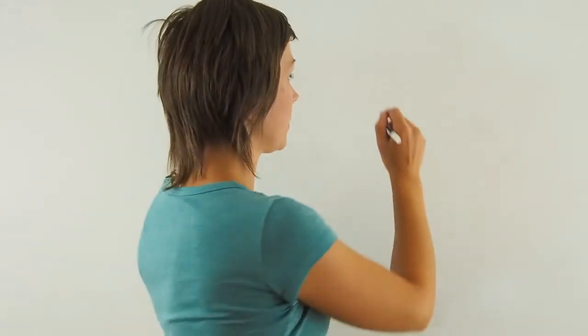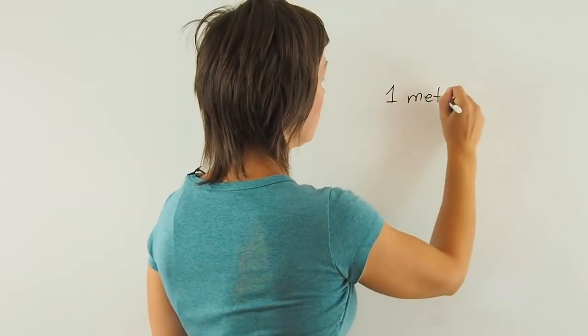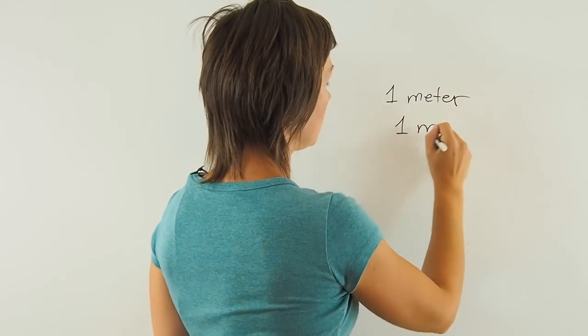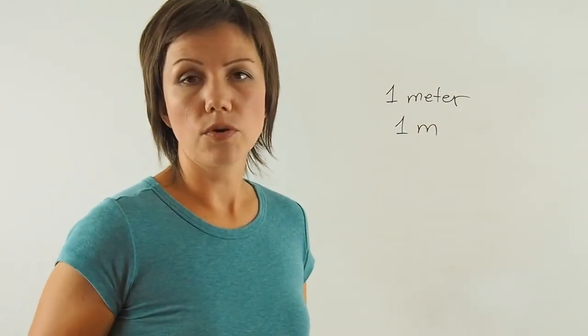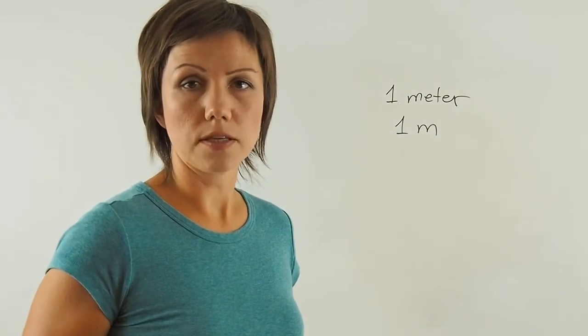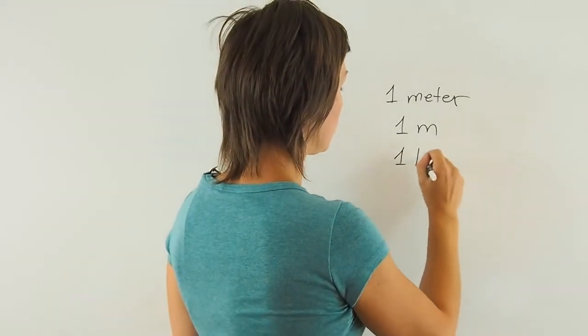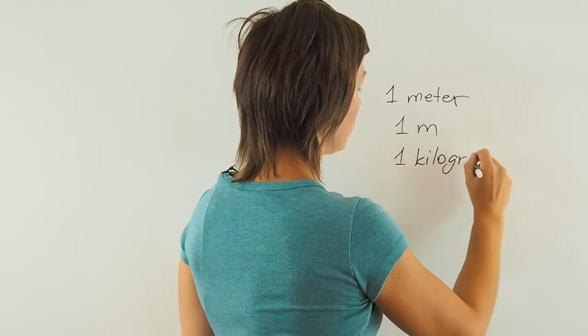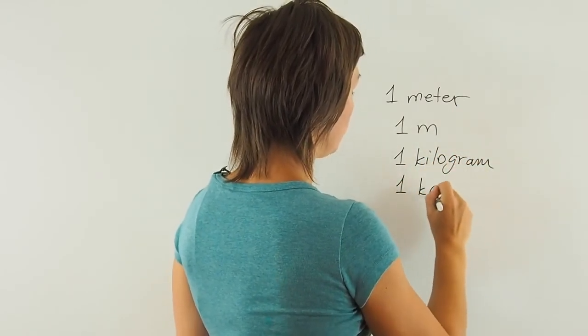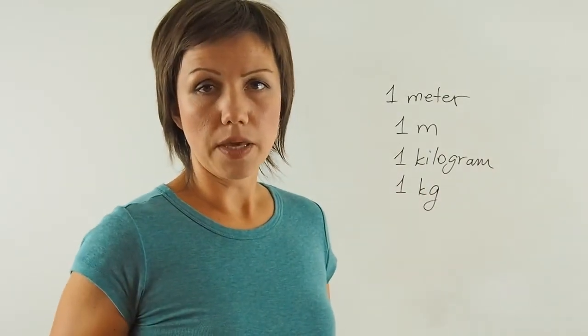We frequently use decimals when we're talking about units of measure. We can measure length, weight, and other things. Let's look at the length and the weight. The most common unit of measure of length in the metric system is 1 meter, or we use the letter M to represent it. And the most common unit of measure of weight in the metric system is 1 kilogram, or 1 kg. The other units are based on those.